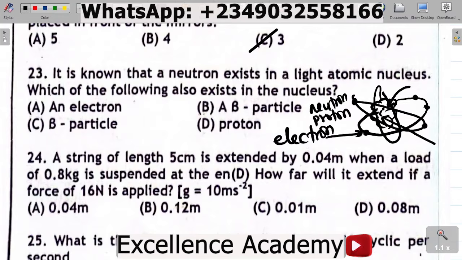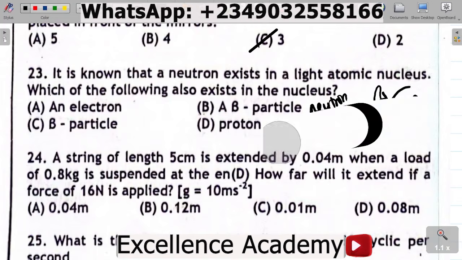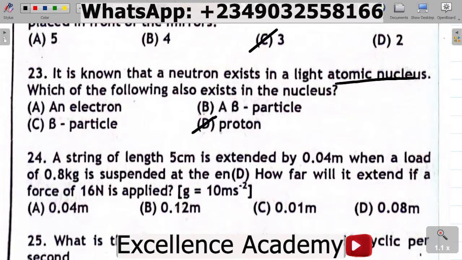So considering our options, there's no neutron, but they mention proton. So in essence, for this question, the answer is proton. But you want to know that the atomic nucleus contains both proton and neutron. Since neutron is not here, we'll take just proton. So the answer there is proton.